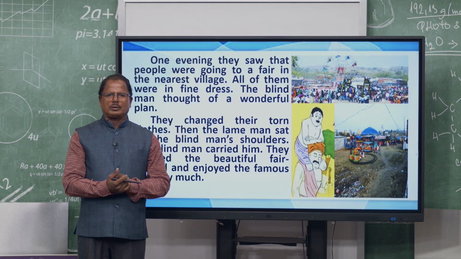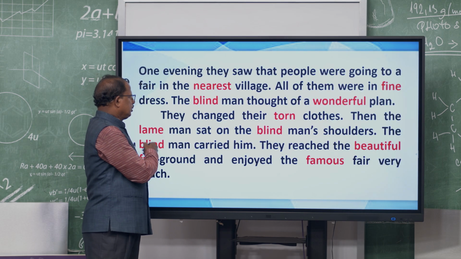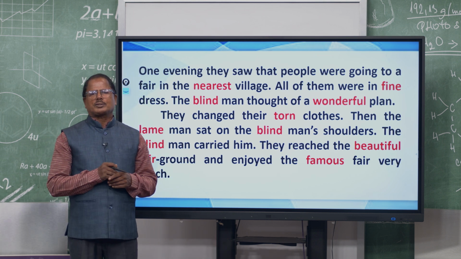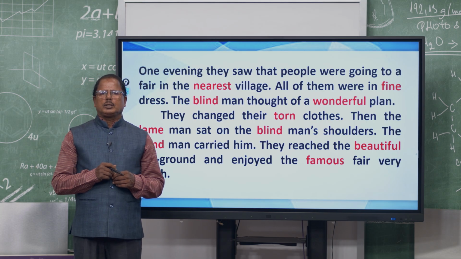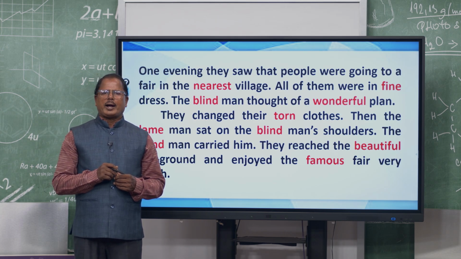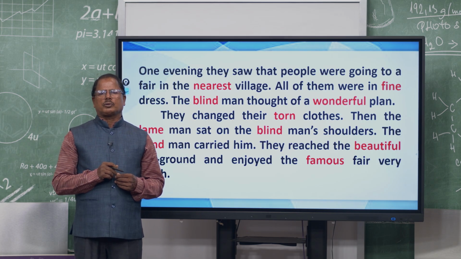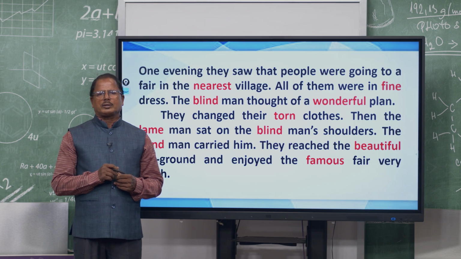They went to the fair and they enjoyed the fair there, right. So, let us see the words. Now, you look at the words. Some words are in red color. So, you see, one evening they saw that people were going to a fair in the nearest village, all of them were in fine dress, fine. The blind man, blind, thought of a wonderful plan, wonderful. They changed their torn clothes, torn. Then the lame man, lame.